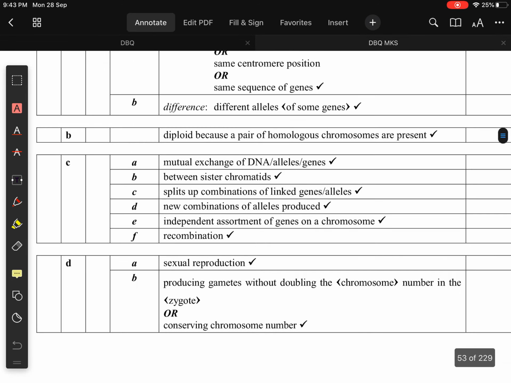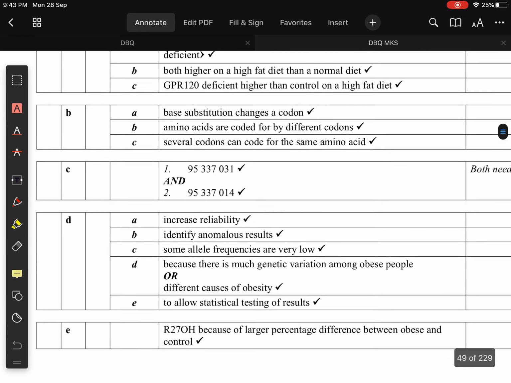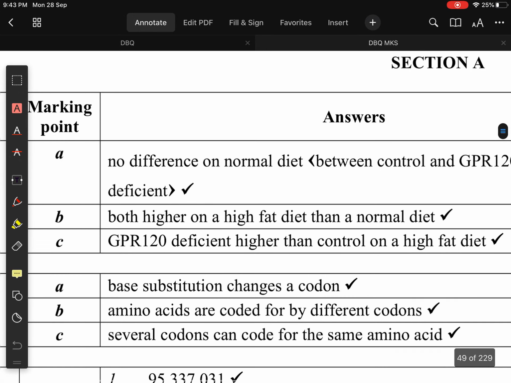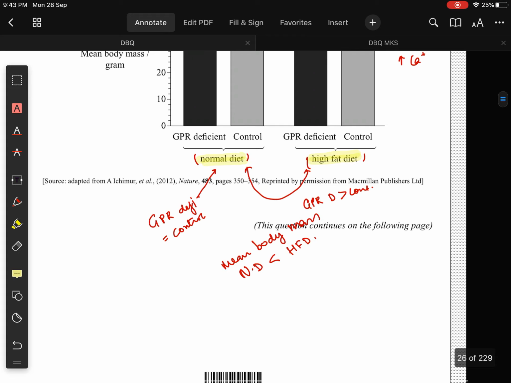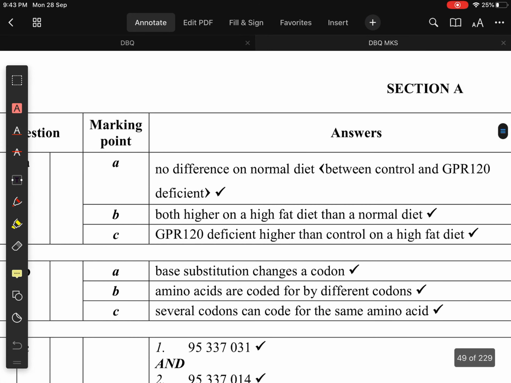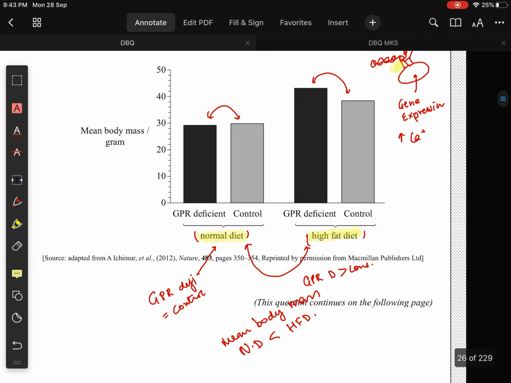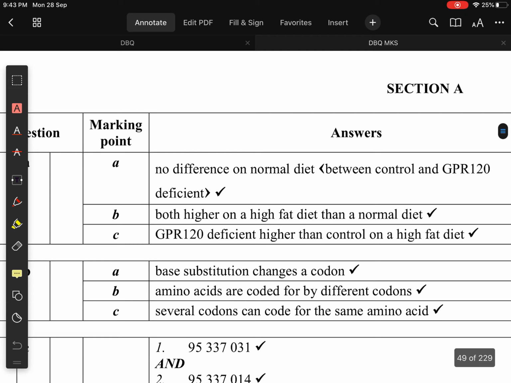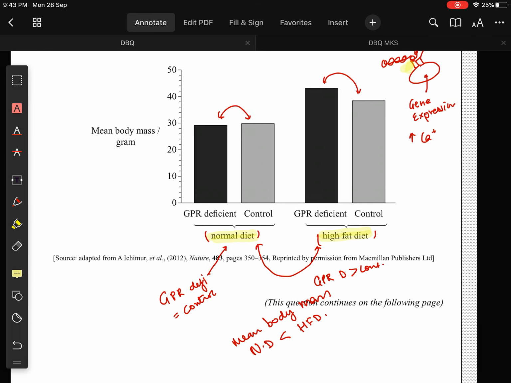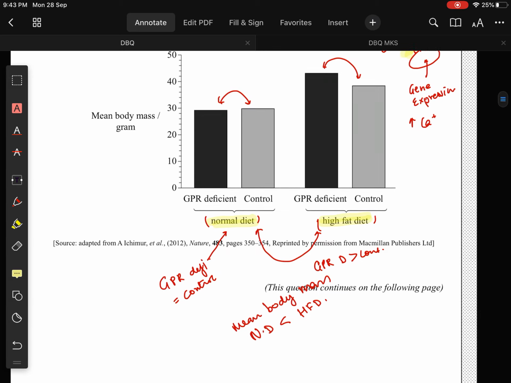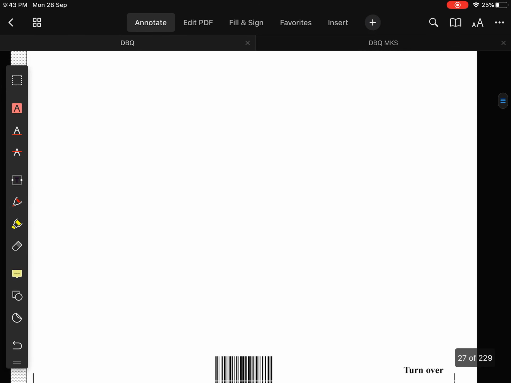What three points you can write down there precisely is: A, no difference on normal diet between control and GPR. So we talk about that. B, both high on high fat diet compared to normal diet. So GPR also high, control also high. Then C, GPR120 deficient higher than control on high fat diet. So when you're answering this type of question, you can plan beforehand before you phrase the answer.